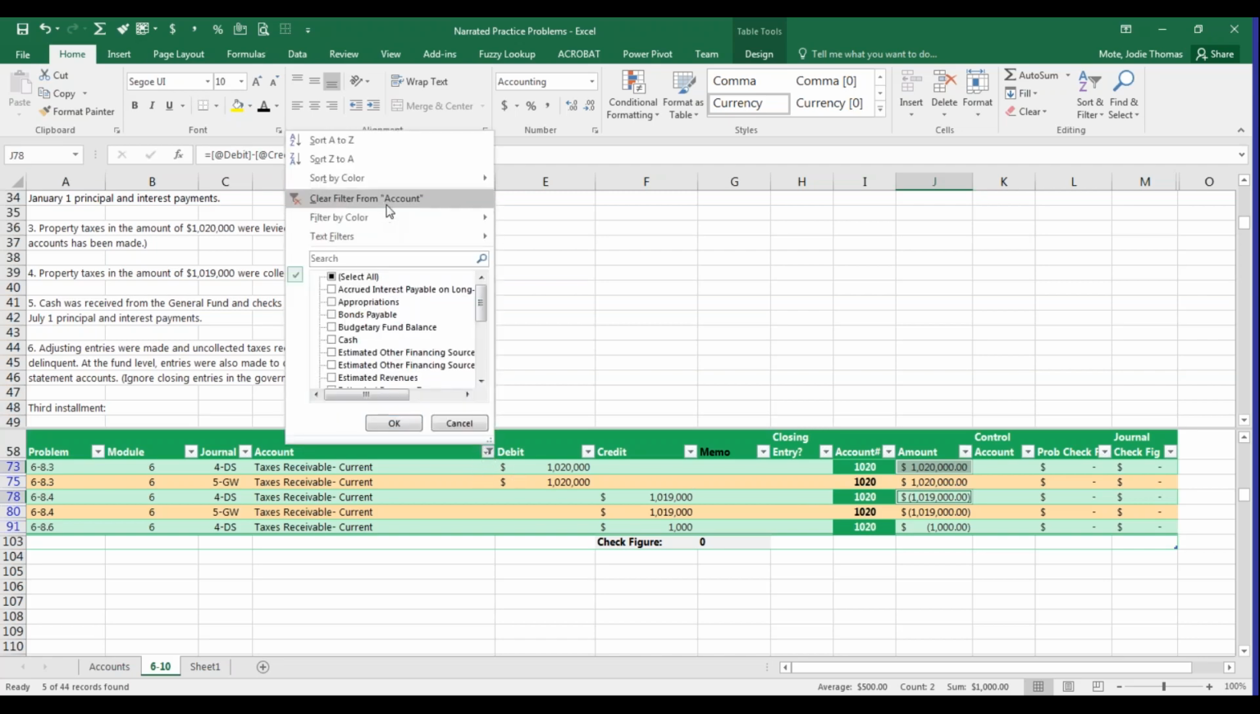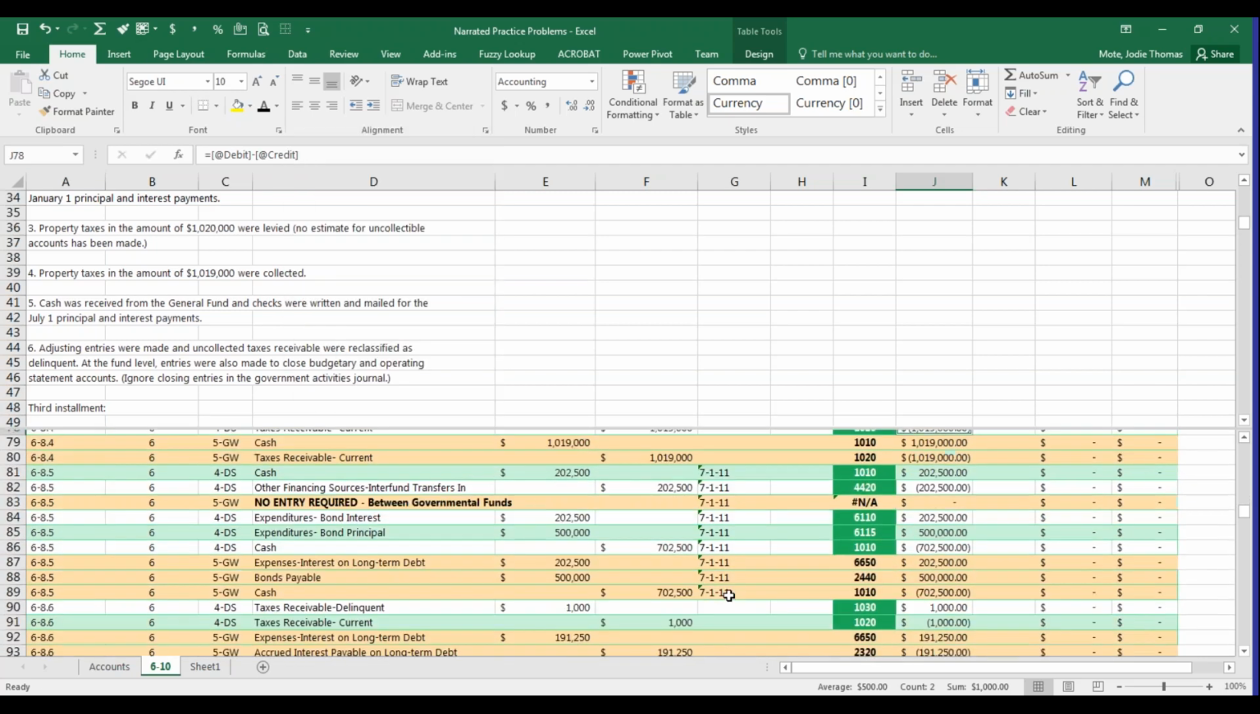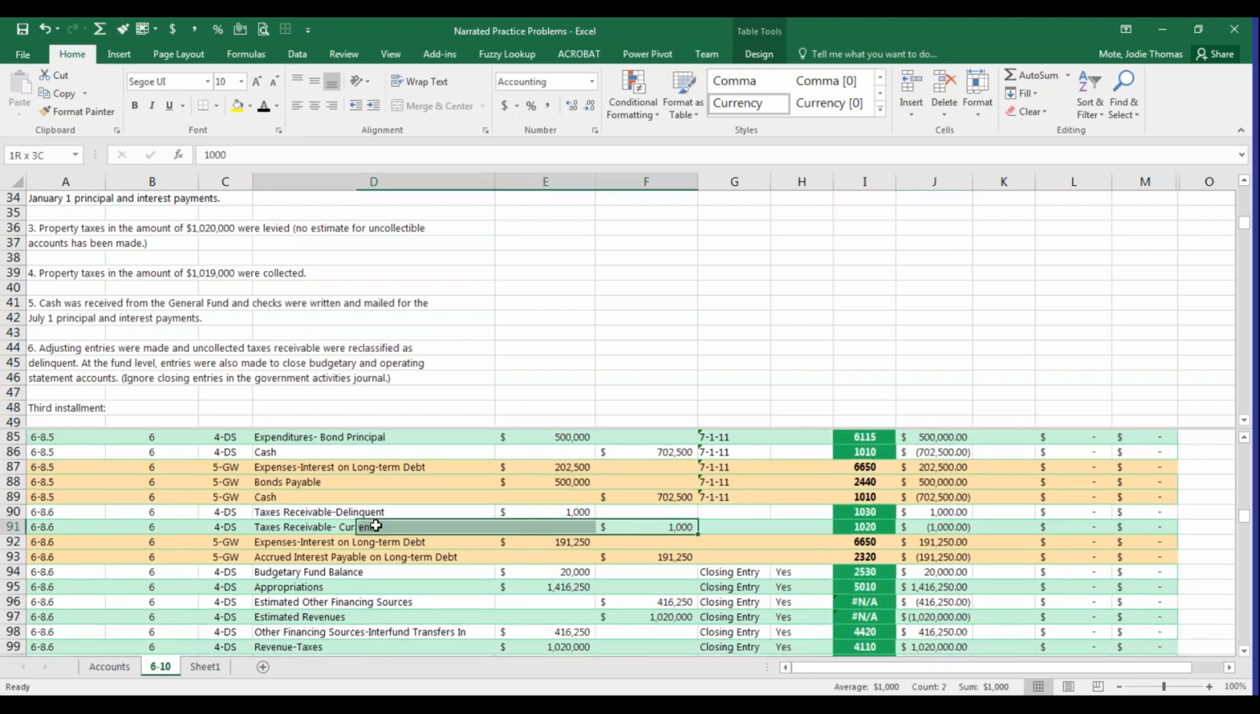And so to zero that out, of course, you credit it for $1,000. So we're crediting taxes receivable current, and we're moving it all to delinquent for $1,000. Okay. So there's your entry there for that part.